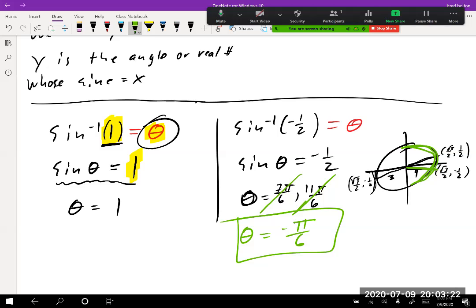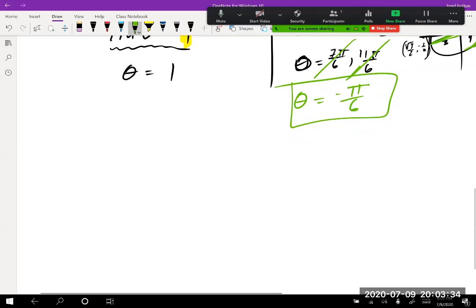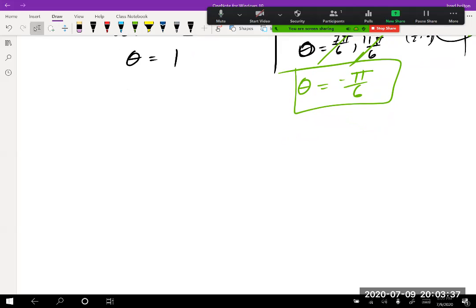And there's not another angle. The other angle would be in this quadrant, but we aren't allowed to count that. Okay, so this is what you have to do for these arc sine, arc cosine, arc tangent: you always have to think about what answers you're allowed to get. All right. And you can also use your calculator to do this as well.